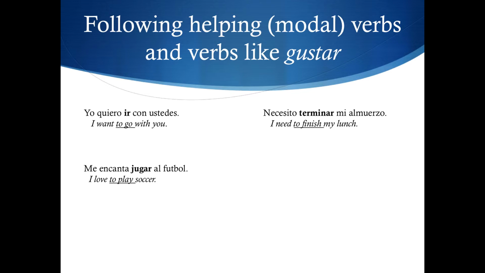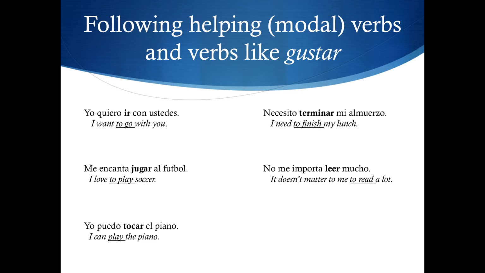Me encanta jugar al fútbol. I love to play soccer. No me importa leer mucho. It doesn't matter to me to read a lot. Yo puedo tocar el piano. I can play the piano. Yo debo hacer la cama. I must make the bed.